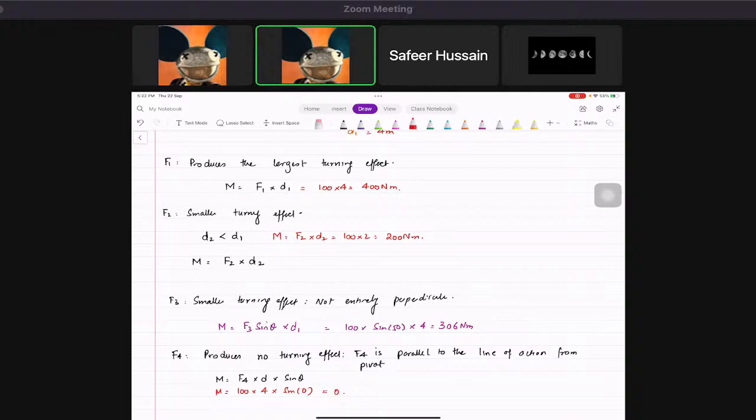So in order to have a turning effect, it is essential that the force and the distance from the line of action of the force to the pivot are perpendicular to each other for the maximum effect, right? Any questions? All right.